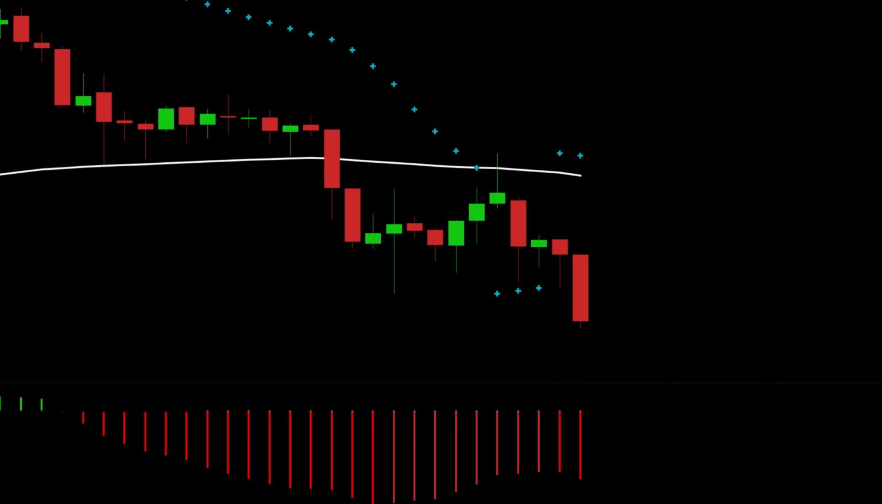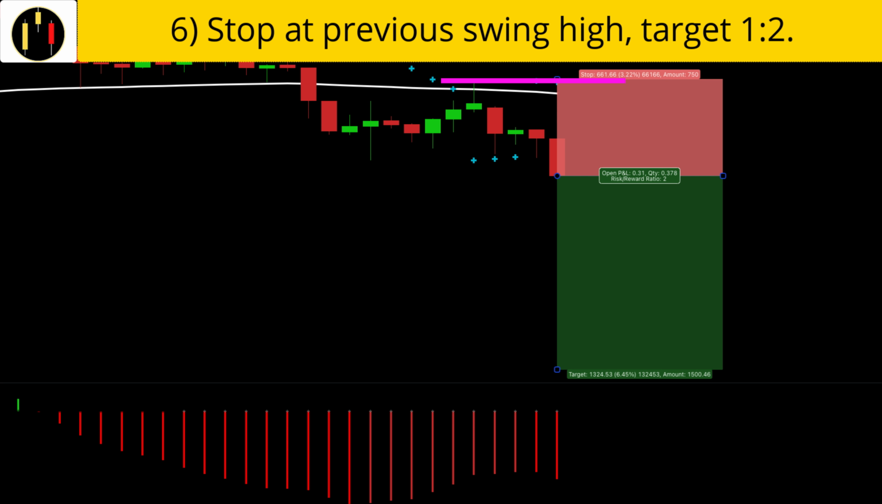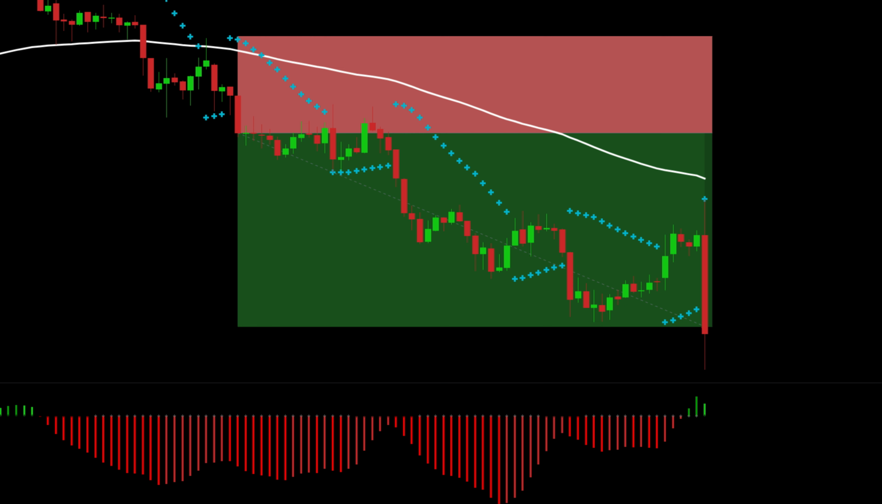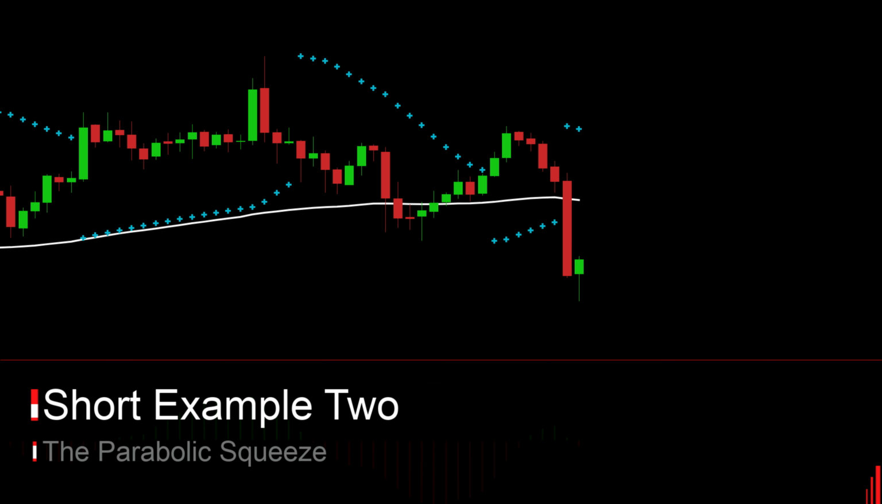All of that happens on this candle here. That is our trigger. The stop is placed at the previous swing high and target is 1 to 2. And short example 1 hits the profit target. I'm going to show you one more quick short example.